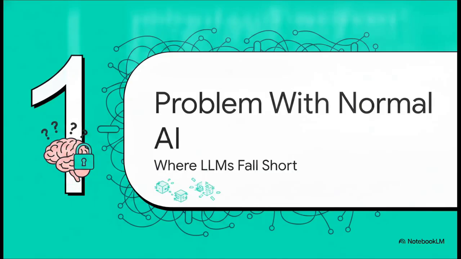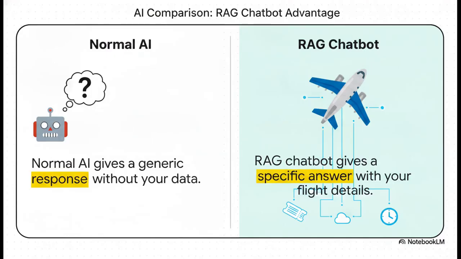Section 1. The problem with normal AI, and exactly where our standard LLMs are falling short. To really understand why RAG is such a game changer, we first need to understand the flaws of standard large language models, or LLMs. Let's look at a real-world scenario.